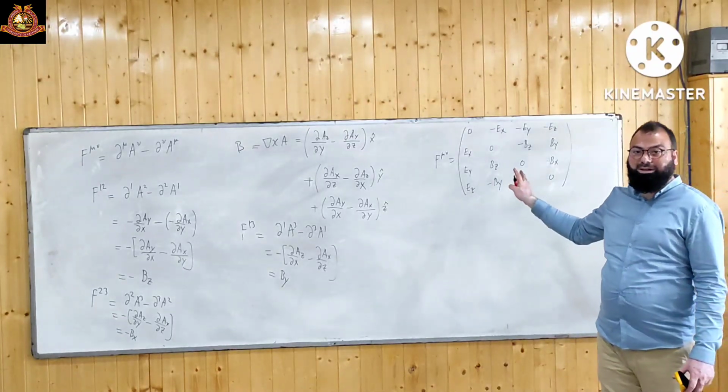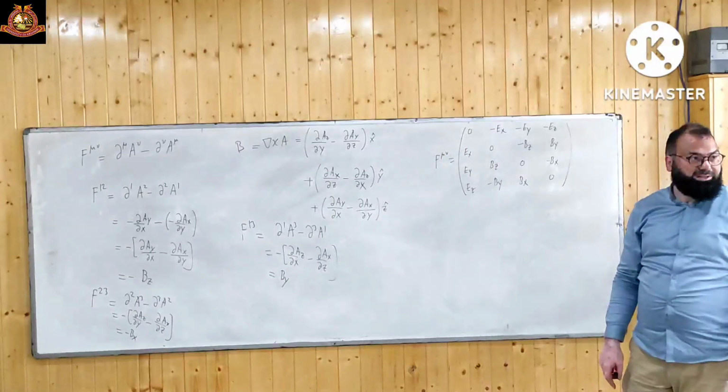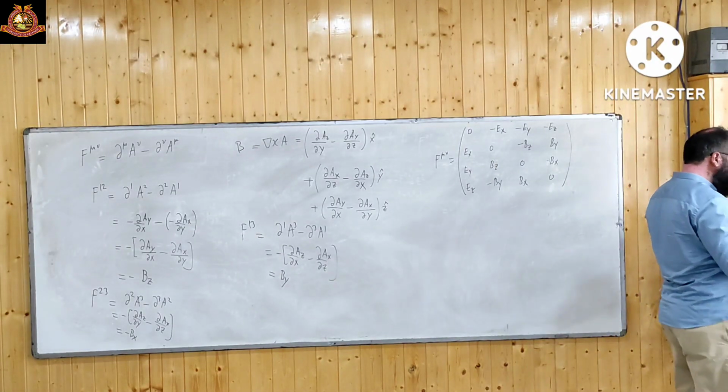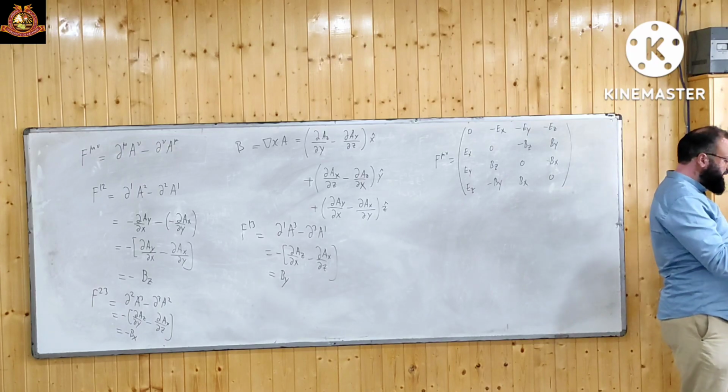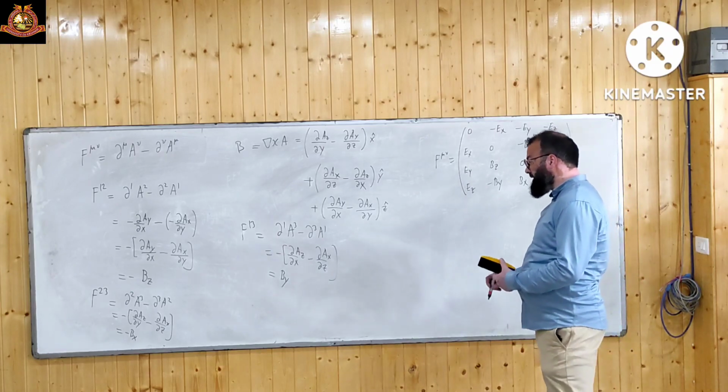Now look here, it contains the components of the electric and magnetic field vectors. That's why we call it the electromagnetic field tensor. Okay. Similarly, okay.